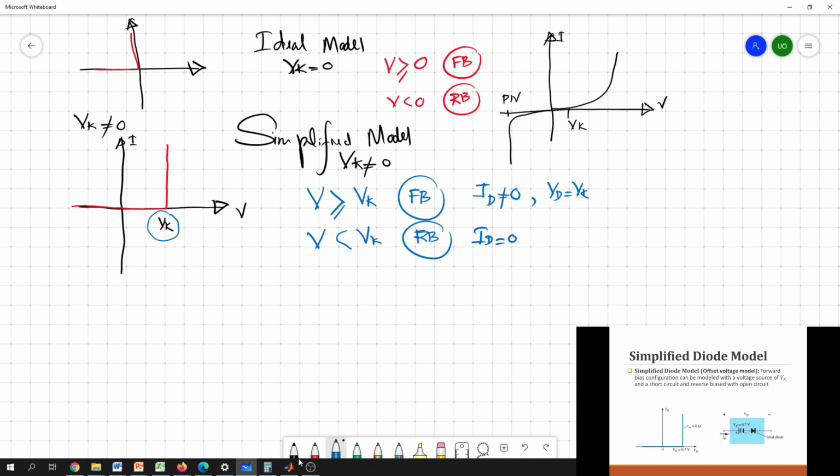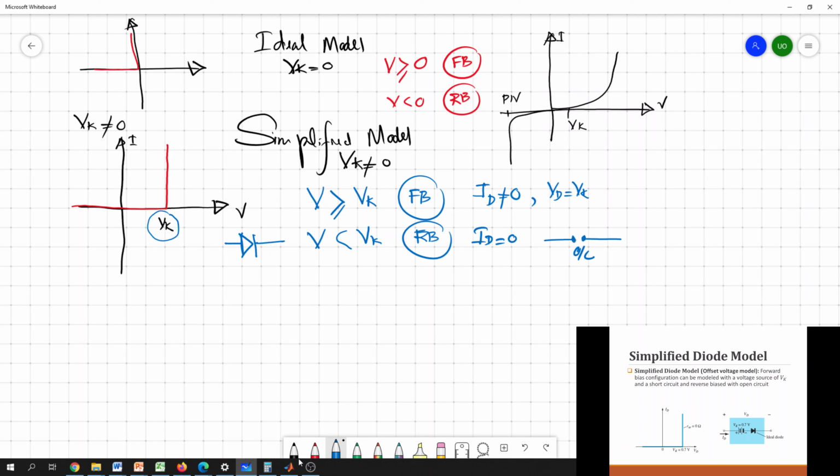Definitely if it is reverse bias, you can simply say that no current flows through the diode, so we can replace the diode with the open circuit model. Nothing is different from the previous model. The diode is reverse biased, so there won't be any current flow through the network. We can simply replace this diode with an open circuit element. What about the forward bias case?